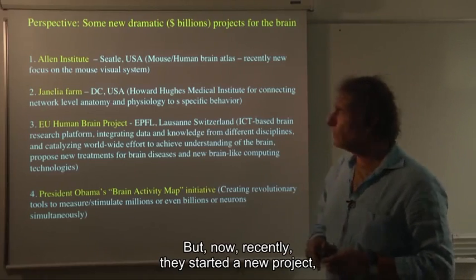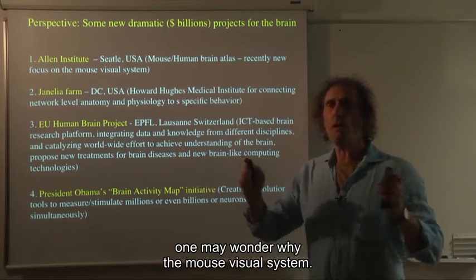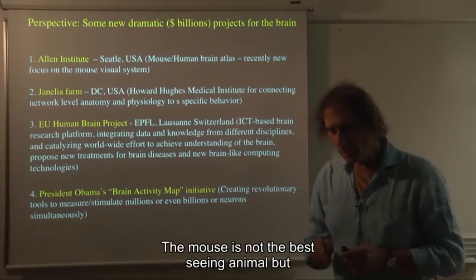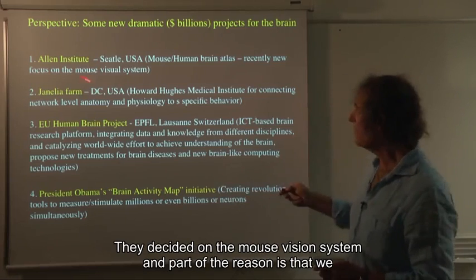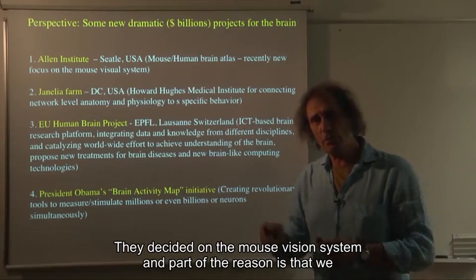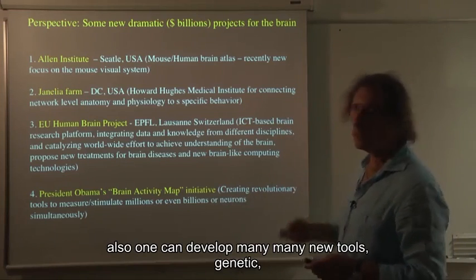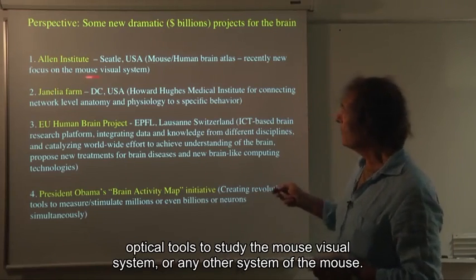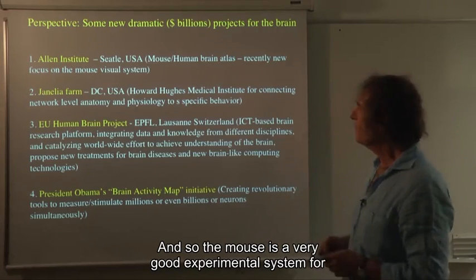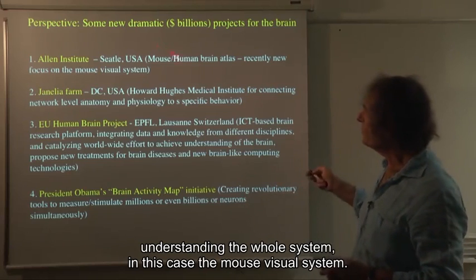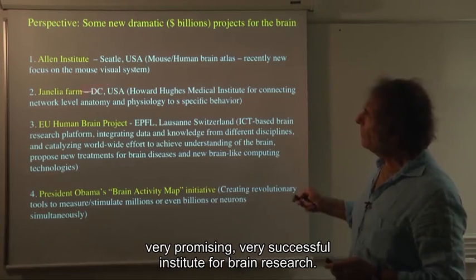But recently they started a new project at the Allen Institute focusing on the mouse visual system. And one may wonder why the mouse visual system. The mouse is not the best seeing animal, but still, after a big debate on what should be the next project, they decided on the mouse visual system. Part of the reason is that we know a lot about it, both anatomically and physiologically, and one can develop many new genetic and optical tools to study the mouse visual system or any other system of the mouse. So the mouse is a very good experimental system for understanding a whole system, in this case the visual system. The Allen Institute in Seattle is a very prominent, very promising, very successful institute for brain research.